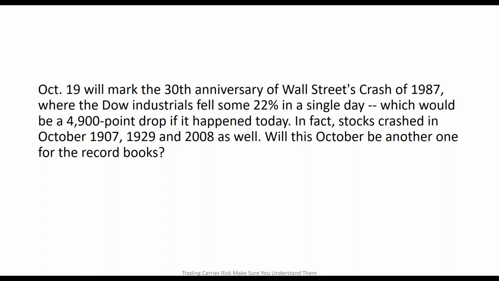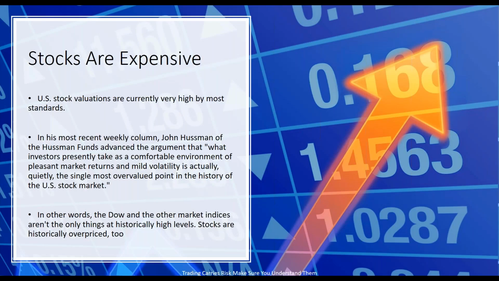October 19th, tomorrow, will mark the 30th anniversary of Wall Street's crash in 1987, where the Dow Industrials fell some 22% in a single day, which would be a 4,900-point drop if that happened today. In fact, stocks crashed in October 1907, 1929, and 2008 as well. So will this October be another one for the record books? Okay, we have 2 weeks left. Will we make it or not?